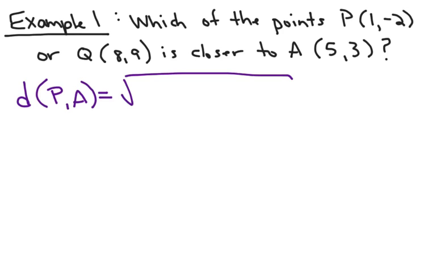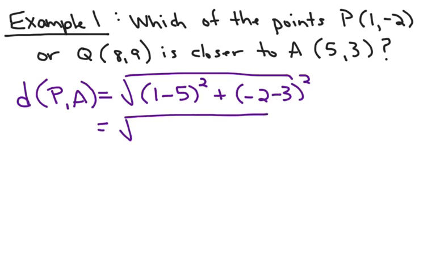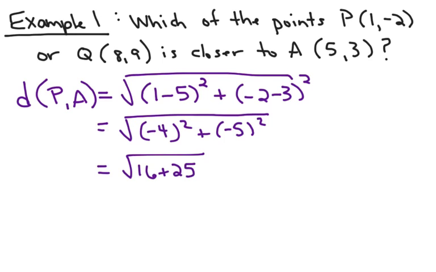So since I wrote P first and A second, I'll do (1 minus 5) squared plus, in the second parentheses, we'll subtract the y's in the same order: (-2 minus 3) squared. So I get (-4) squared plus (-5) squared, which is 16 plus 25, and 16 plus 25 is 41.